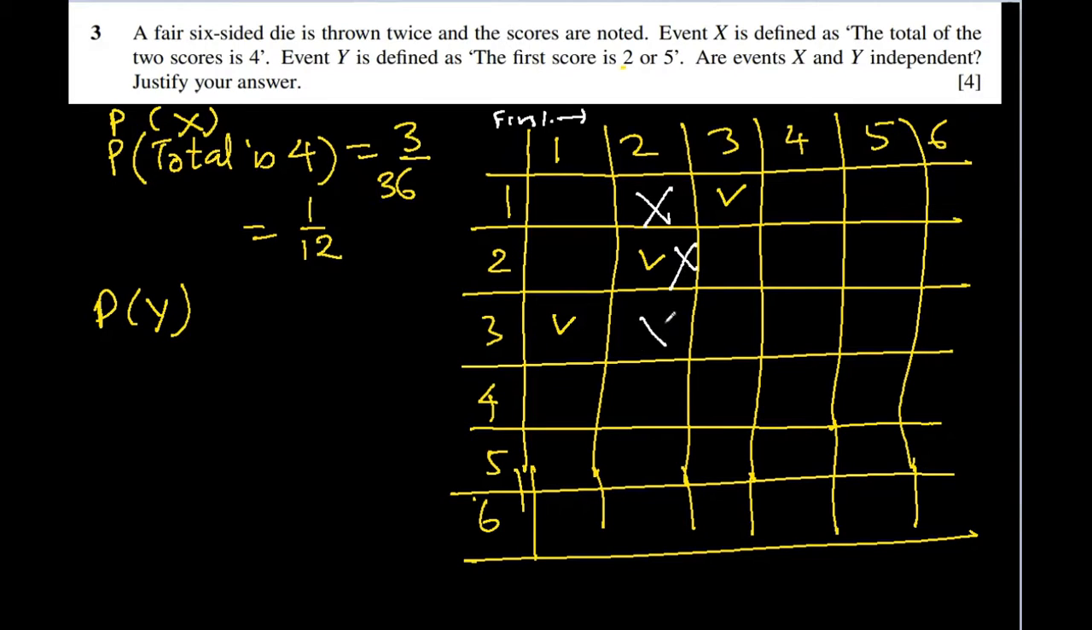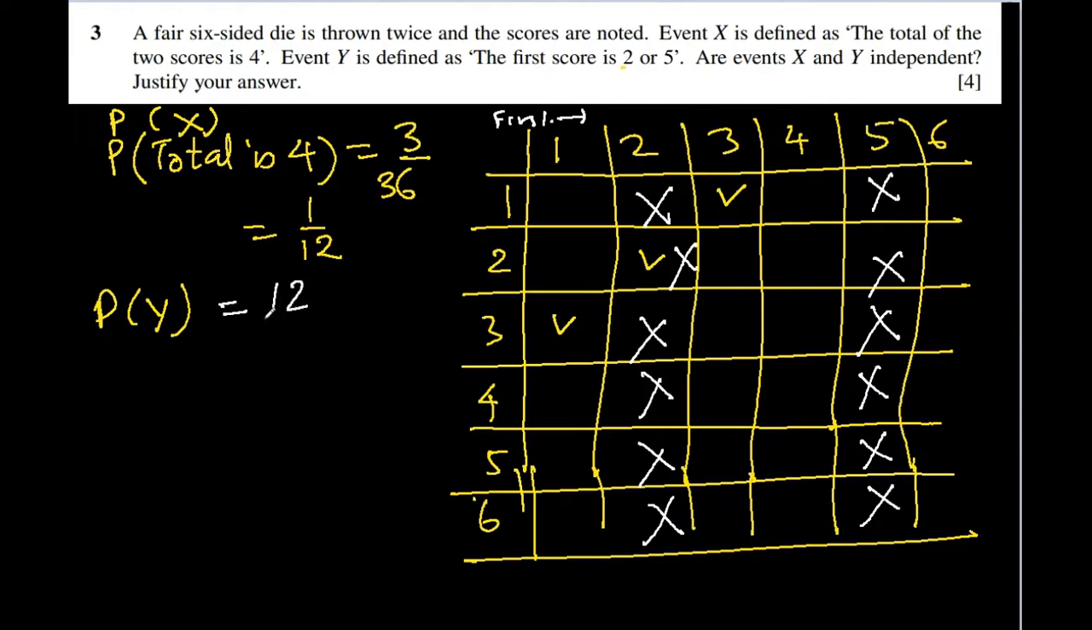This is one row when the first is 2. What the second is, is not important. This is 5. The first outcome is 5. The second outcome is not important. So we are selecting all of them because the second one is not important. So in total there are 12. I can see 6 and 6, 12. So it will be 12 out of 36. And if we simplify, it will become 1 over 3.